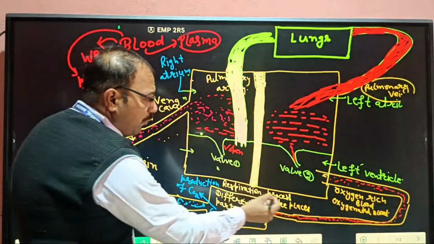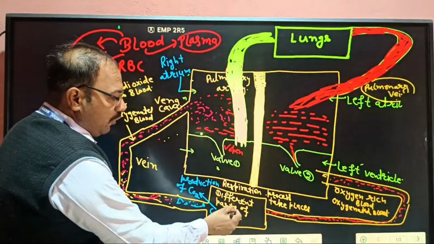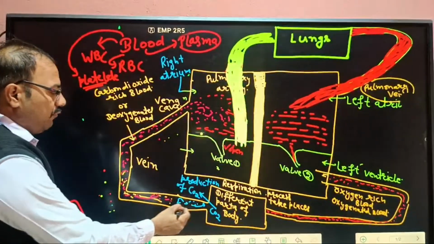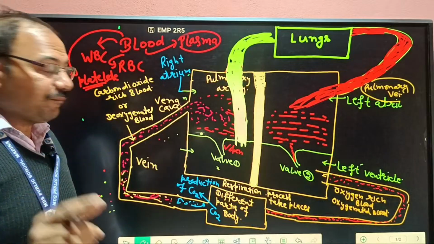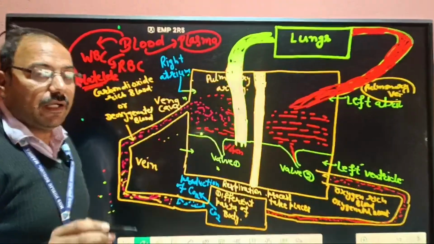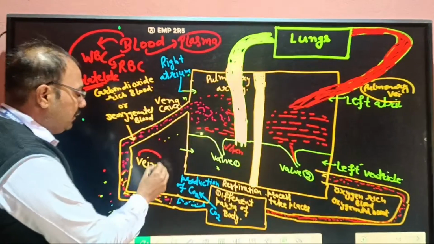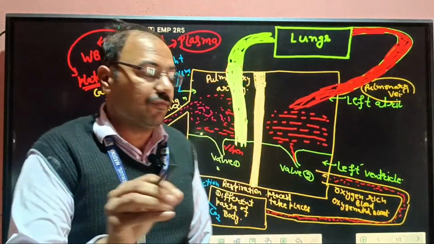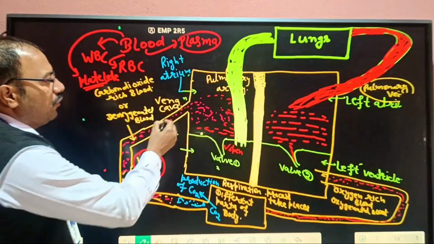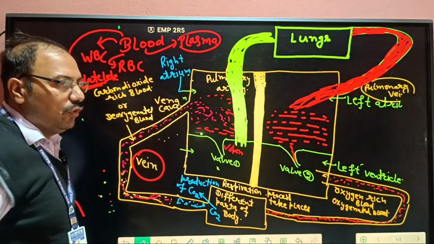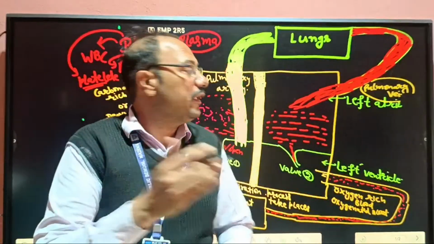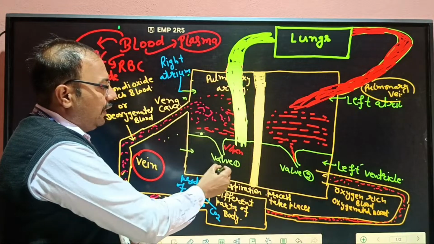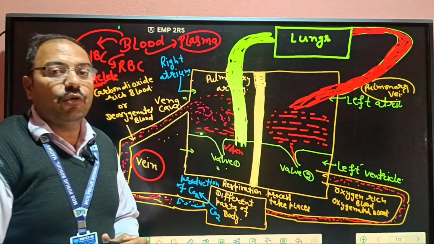So respiration takes place here, in the different parts of the body, and they generate carbon dioxide. This carbon dioxide rich blood comes from here, and the vessels that supply carbon dioxide rich blood are known as veins. So here carbon dioxide rich blood comes into the right atrium. The right atrium fills with blood, and due to the pressure, this valve opens. So this blood is carbon dioxide rich blood.